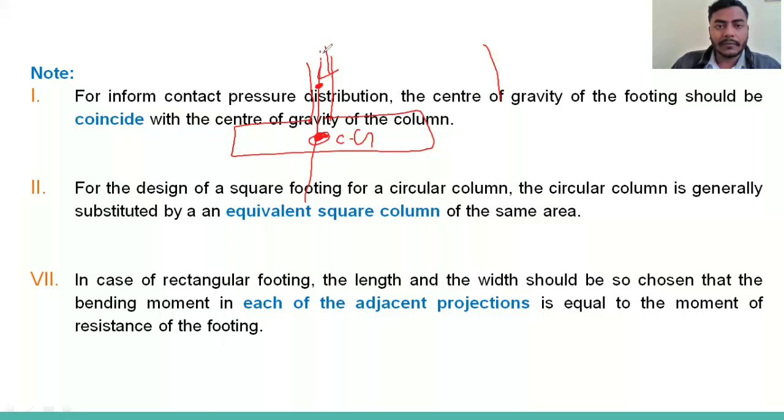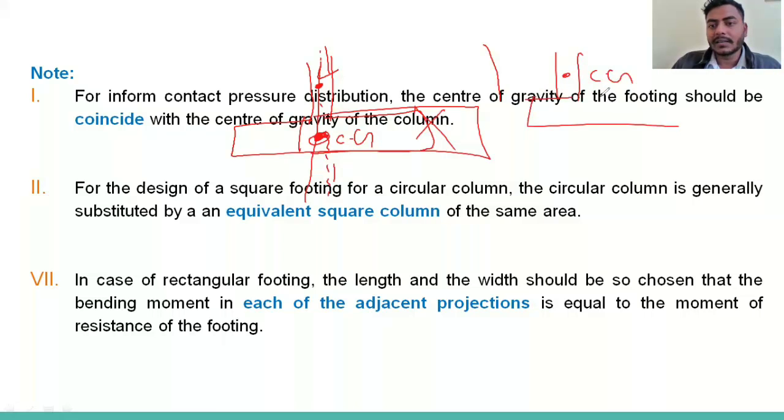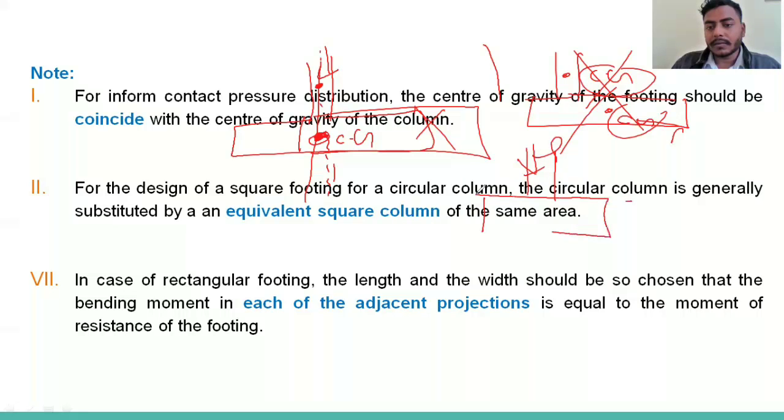So suppose the line of the footing is in this direction and the column in this direction. We cannot design like this. This is wrong. Suppose this is the CG of the column and this is the CG of the footing. So this is wrong. So what we do, suppose this is the column and this is the footing. This is the CG of the column, and we will try to make them coincide. Okay, so this is good.